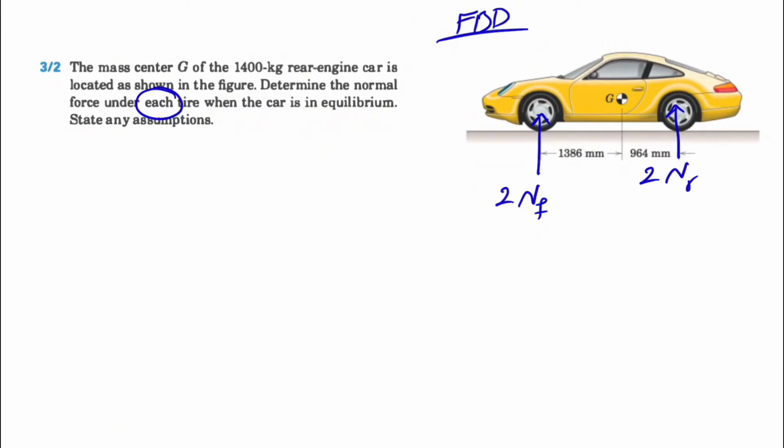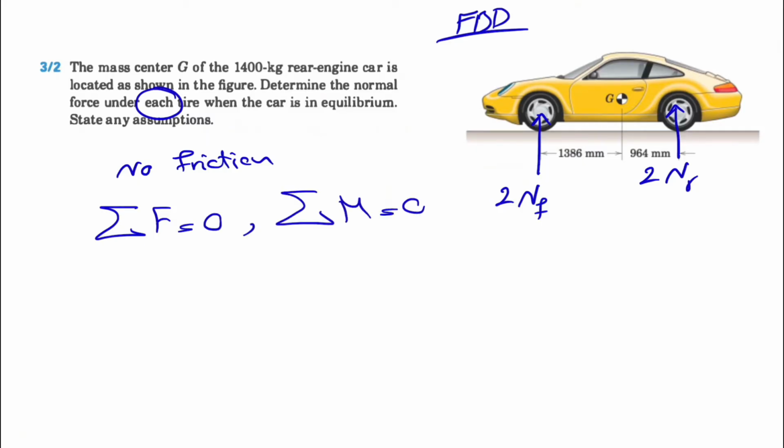We need some assumptions in this question since there would be friction between the tires and the ground, but for this question we're going to assume that there is no friction, and that way we can use our equilibrium equations, where we have the sum of all forces equals 0, and we have the same thing for the moment.